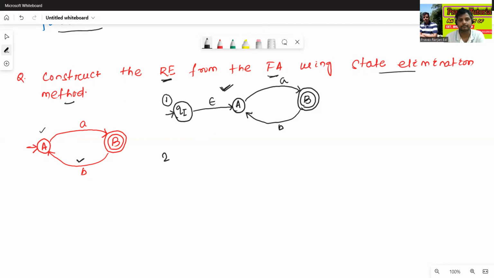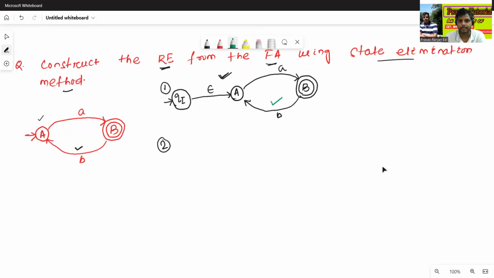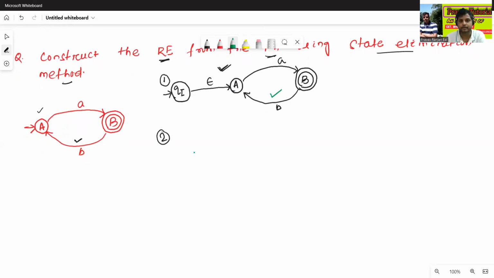Now the second rule. What is the second rule? Is there any outgoing edge from the final state? Yes, one outgoing edge from the final state, B to A. Since there is one outgoing edge from the final state, what to do? Just introduce a new final state.